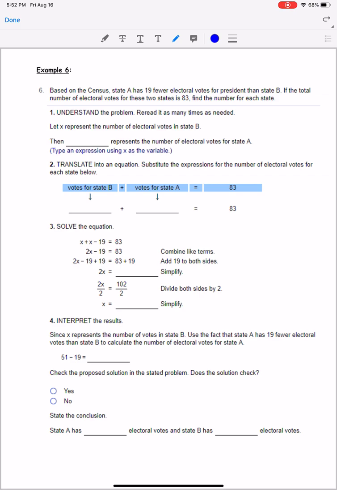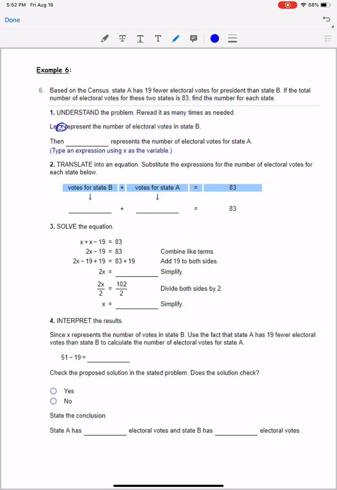So it says, based on the census, State A has 19 fewer electoral votes for president than State B. If the total number of votes for these two states is 83, find the number for each state. So it goes through those steps that we went through at the very beginning. The first thing is to what? To understand the problem. And it says reread it as many times as needed.